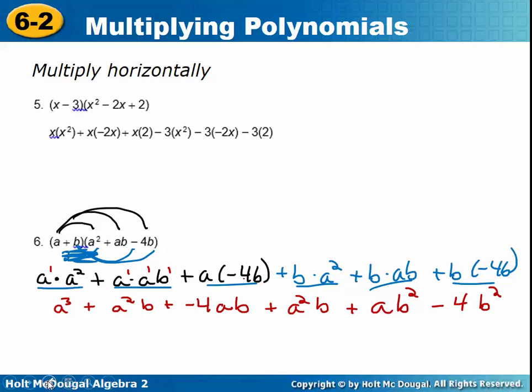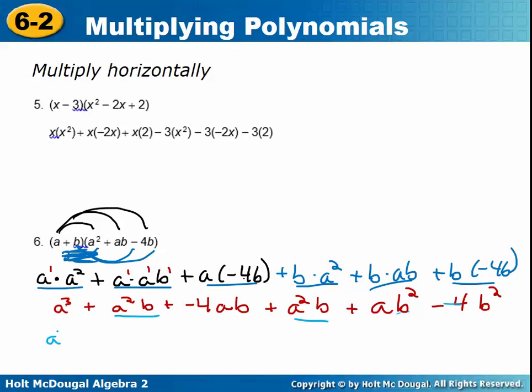Now I said you might have some like terms. I don't think you do though. We have A cubed, A squared, A. Oh, here's another A squared. There are some like terms: A squared B, A squared B. So those two can go together. Then we have AB squared and minus 4B squared. These are not like terms because one has an A and one doesn't. But these two are like terms, so we can simplify a little bit.